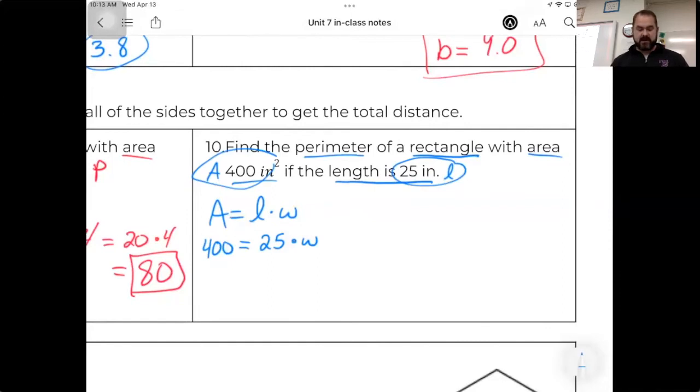So this time we're not going to do a square root. We're going to cancel out times 25 with divided by 25. So we do that to both sides. And 400 divided by 25 is 16. So I've got a width of 16 and a length of 25.